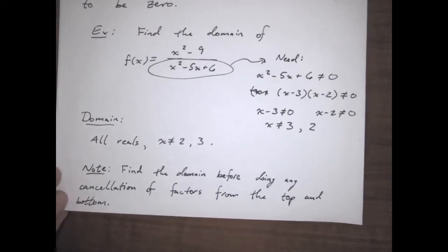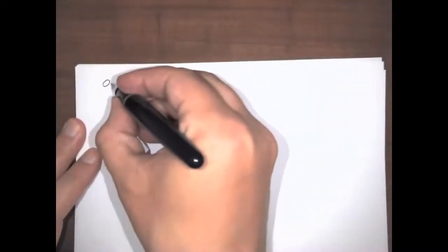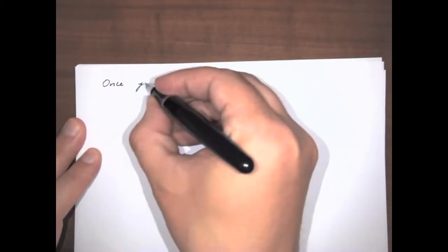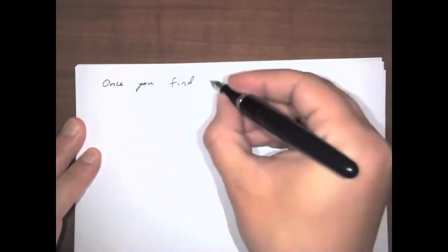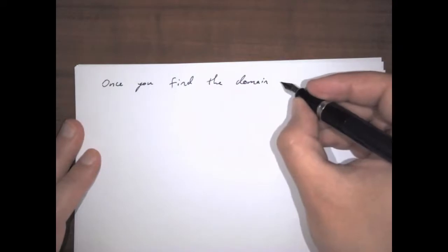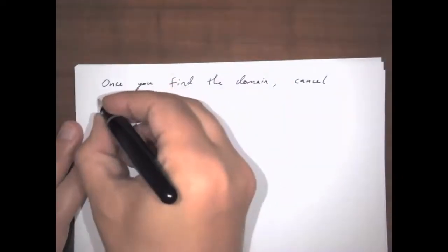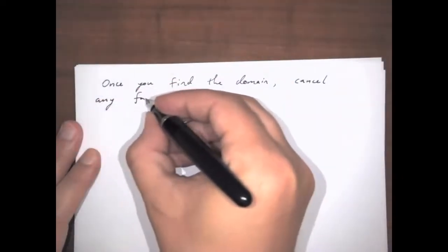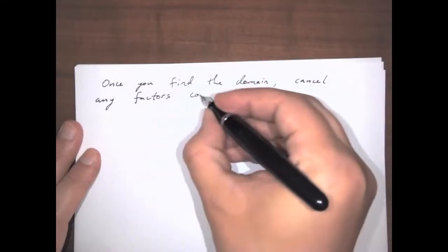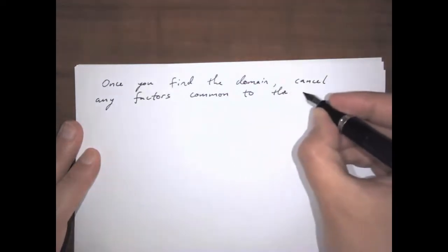Okay. Once you have found the domain, though, then you can let your algebraic horses run free. Then go ahead and do all the simplification that you want to your heart's desire. So once you find the domain, go ahead and cancel. Cancel away. Cancel any factors common to the top and bottom.